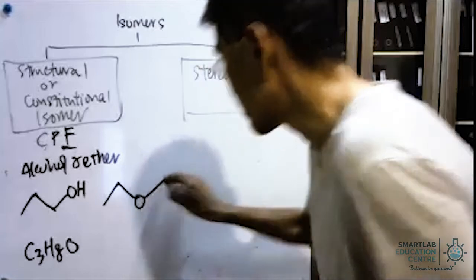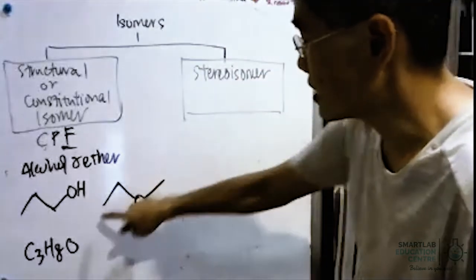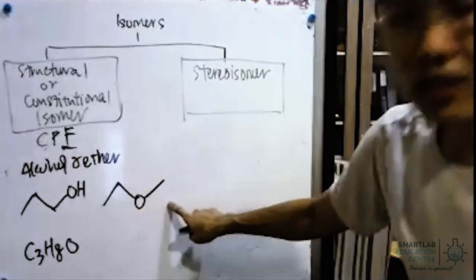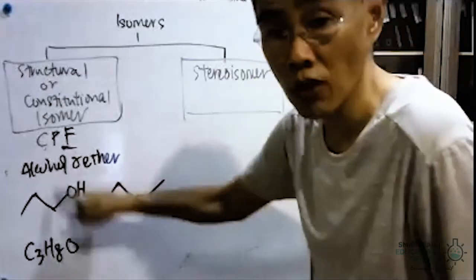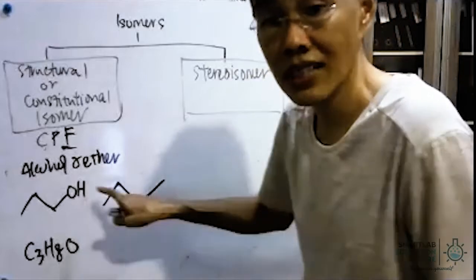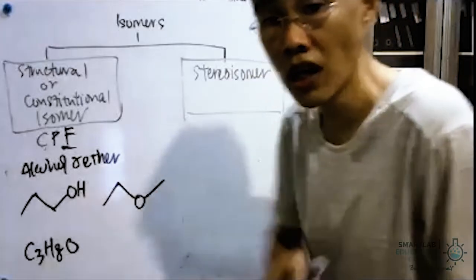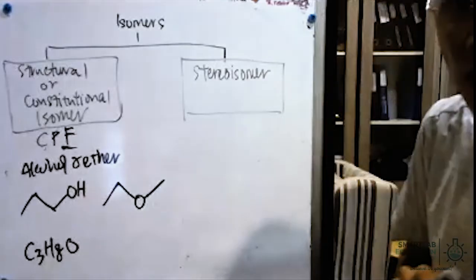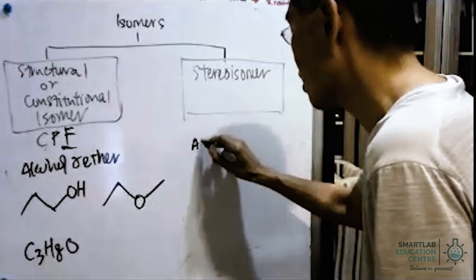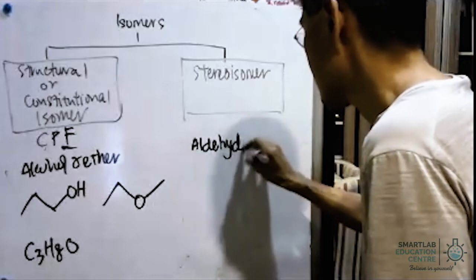If the oxygen we shift inside, then this is your CH3, this is CH3CH2. So in this case, this becomes an ether, which means again the functional group of your OH or your alcohol is no longer there. So ether chemically behaves very differently from your alcohol. All right. The last functional group isomers that we'll be talking about is none other than your aldehyde and ketone.